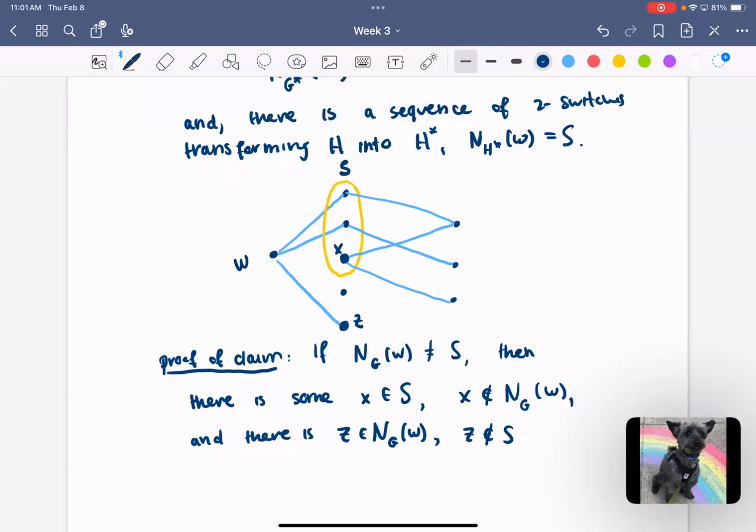Do you have a question? Why do we need the complement part of S? Yes, we're going to need this vertex for our 2 switching, because I know that the degree of W is equal to the number of elements in S. Yeah, good question. Other questions?